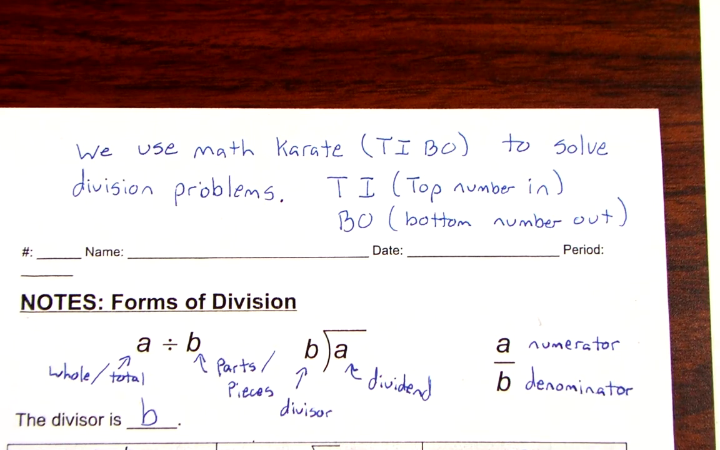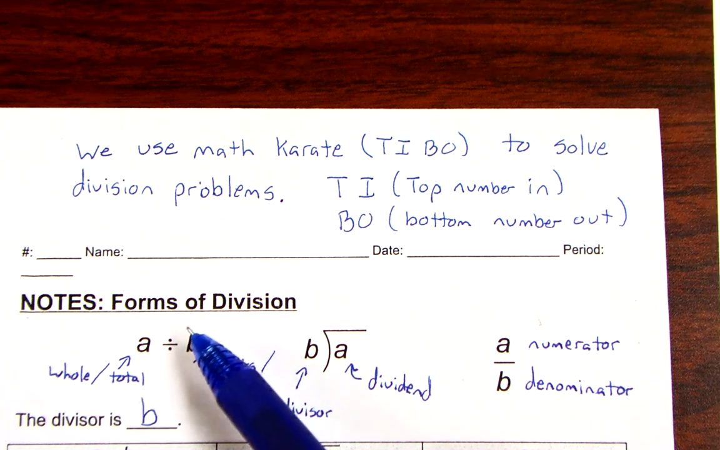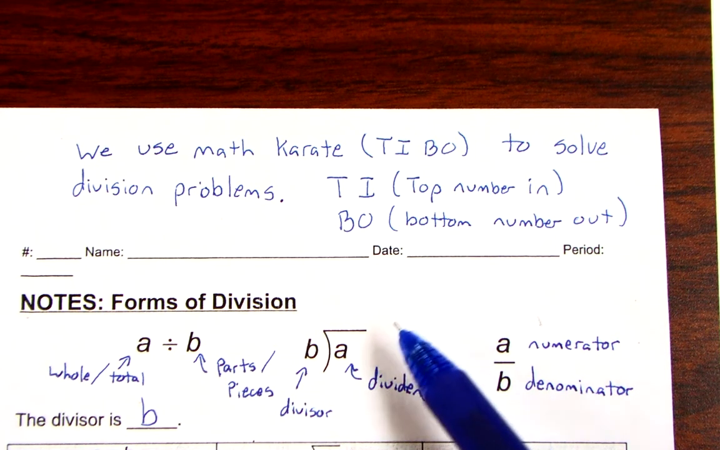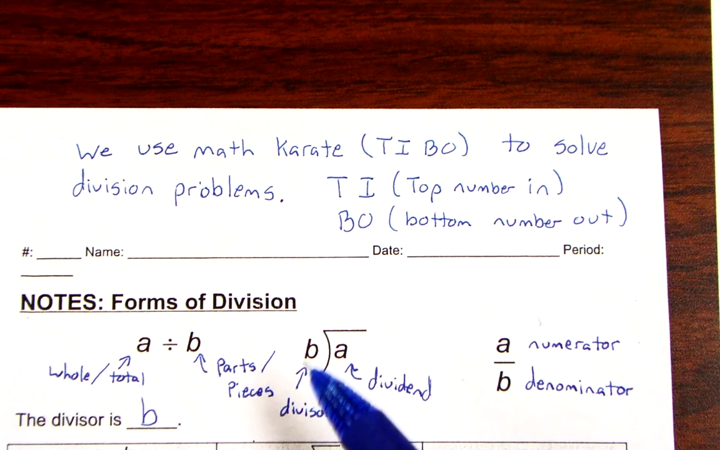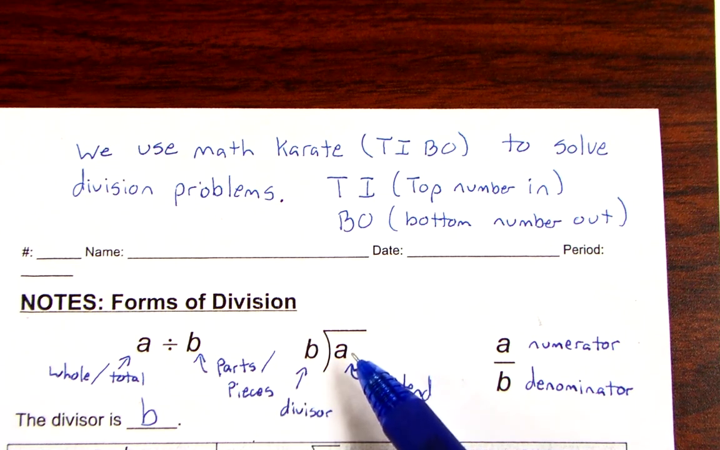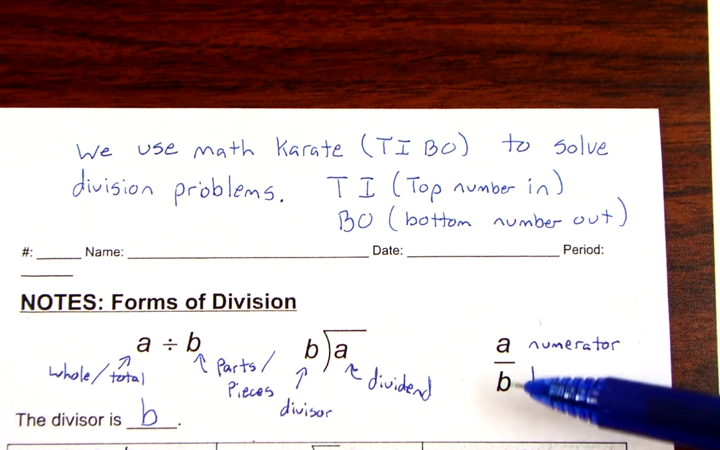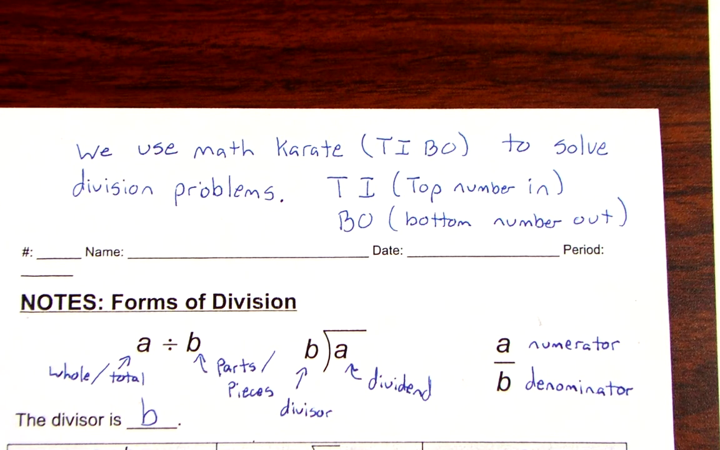Alright, so let's go through some pieces. Whenever you see it with the division sign, the A represents your whole or total, and it's being divided by B, how many parts or pieces you need. If you ever have this set up like number 2 here, the B stands for your divisor, what you're dividing by, and A is your dividend, what you're dividing into. And if you have the fraction form, the A is your numerator, the B is your denominator. And let's fill in this last blank. The divisor is B.